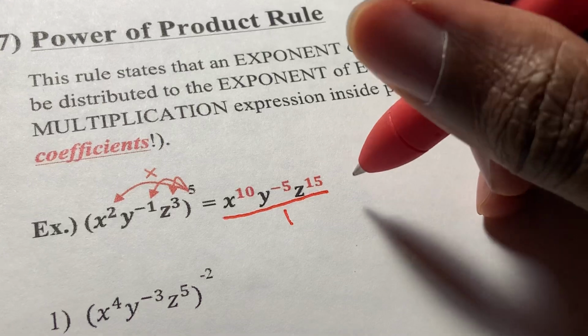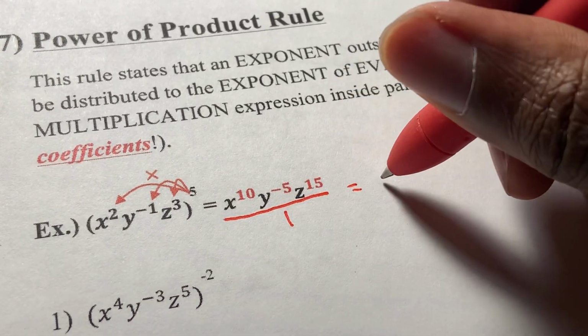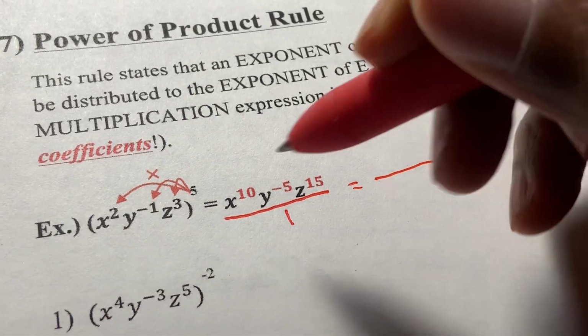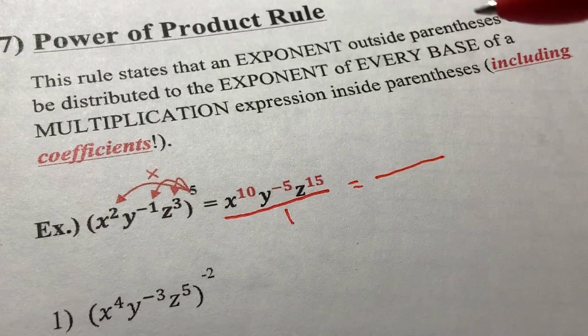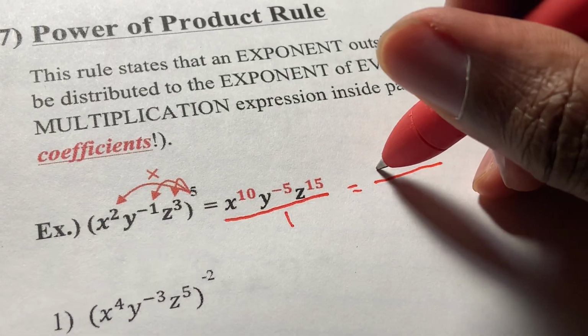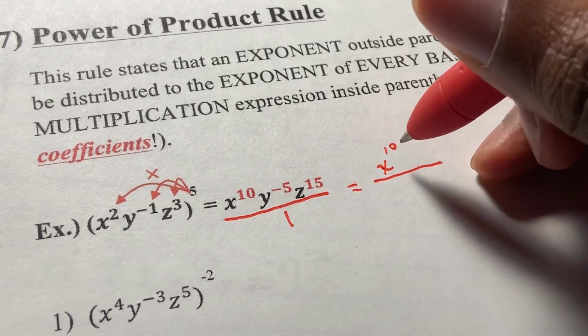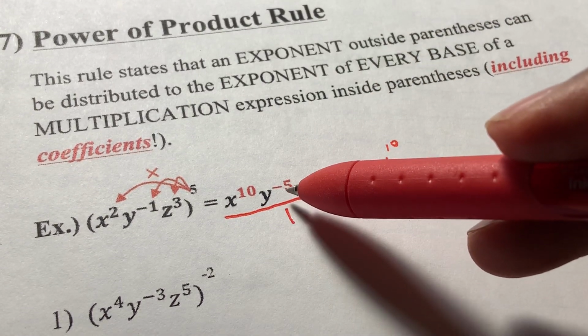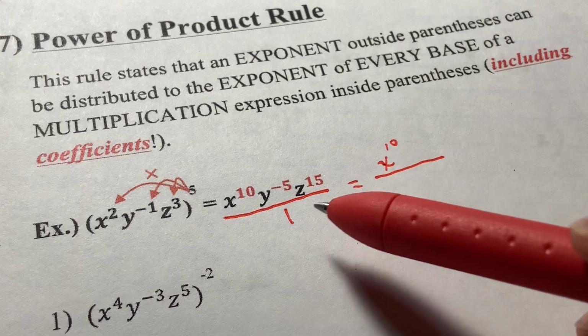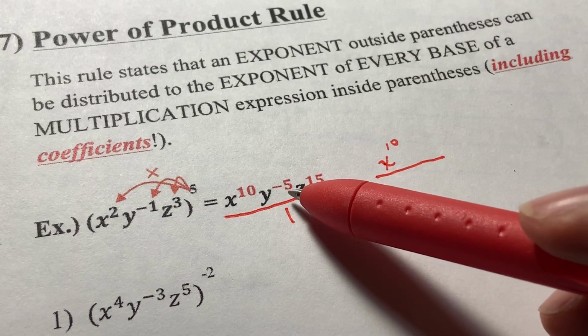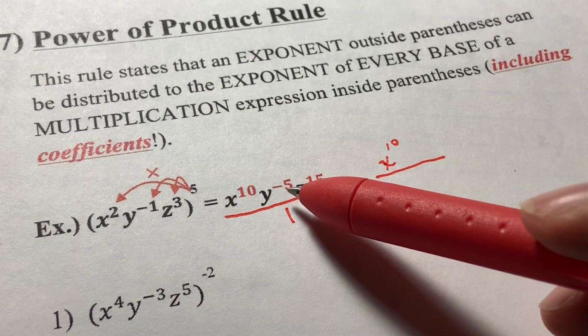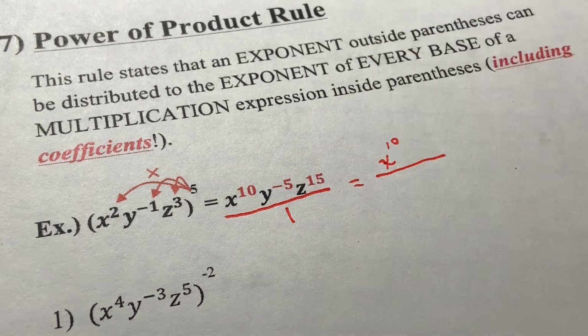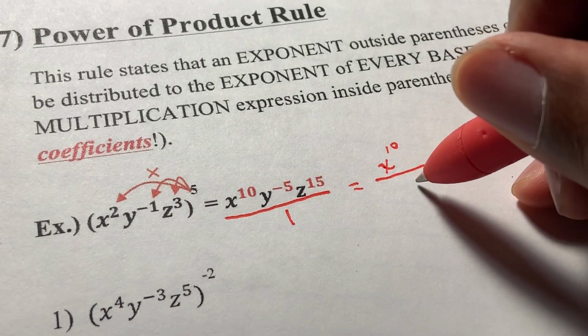Okay, someone just said, well, because x has a positive exponent of 10, I leave it on top. You are correct. And because y has a negative exponent, y to the negative 5, I want to make that negative 5 a positive 5. What do I do? Okay, very good. We drop it to the bottom.